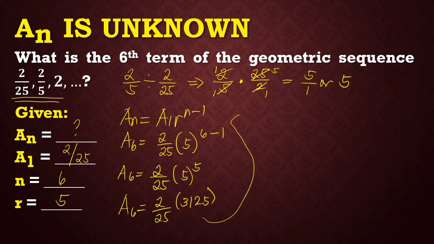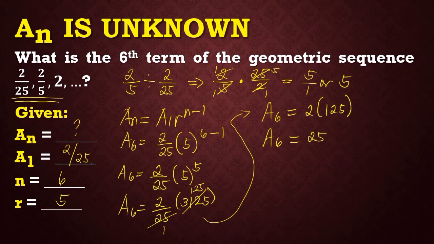Now, pwede tayong mag-cancel dito. So, rewrite lang natin dito. So, yung common factor ng 25 tsaka 3,125, that is 25. So, 25 divided by 25, that is 1. So, kapag naman dinivide natin yung 3,125 sa 5, ang makukuha nating sagot ay 125. So, rewriting them, 2 times 125. And then, a sub 6 is equal to 2 times 125, that is 250.